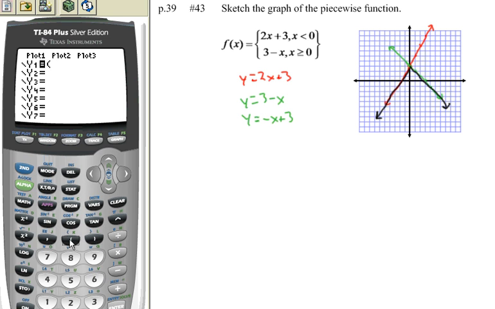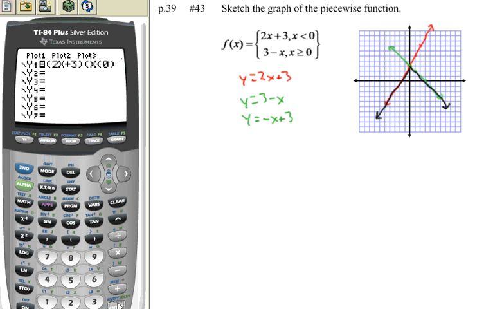So in parentheses, y equals 2x plus 3. Now we'll close the parentheses, but stay on that line because we have to say y equals 2x plus 3 when x is less than 0. So in parentheses again, I'm going to type my x key. Now I need a less than sign. Look above your math key. See where it says test? If I press second math, I can get my inequality signs. So I can say when x is less than 0.